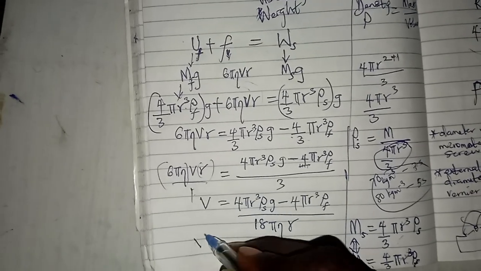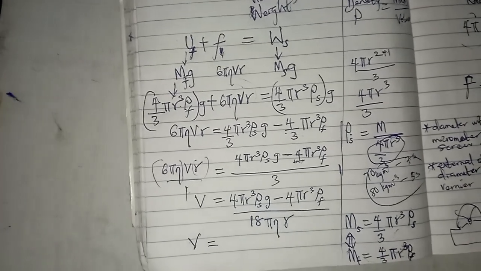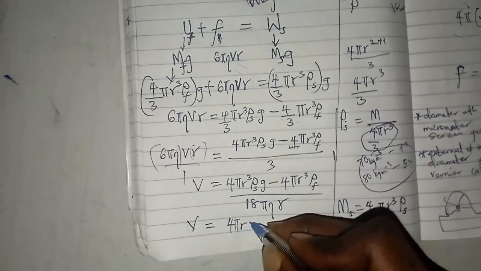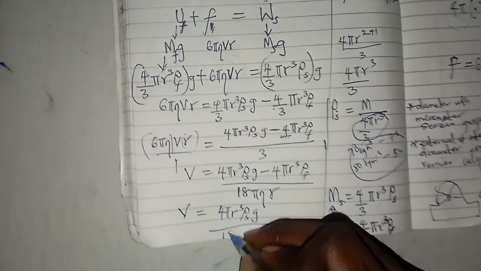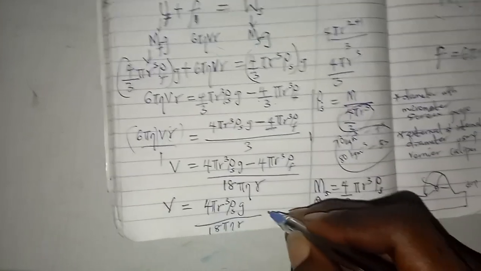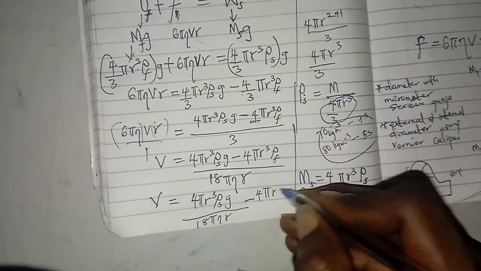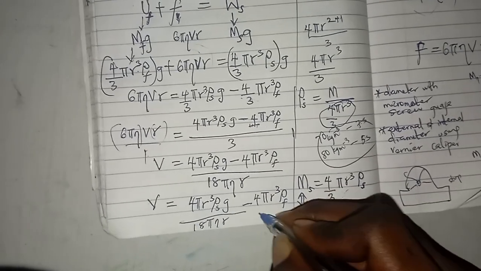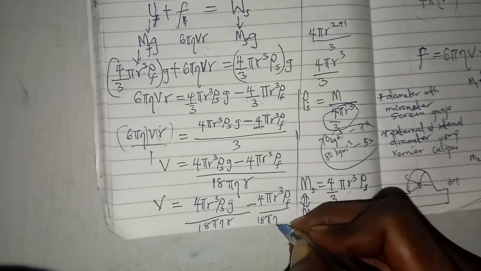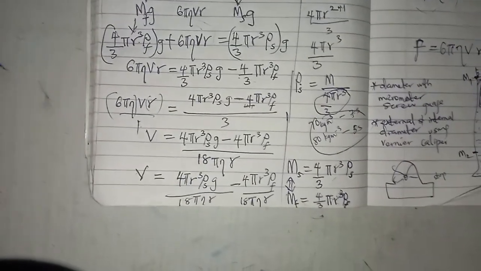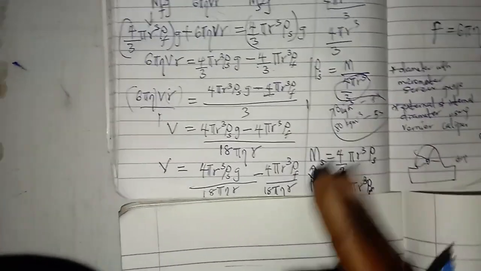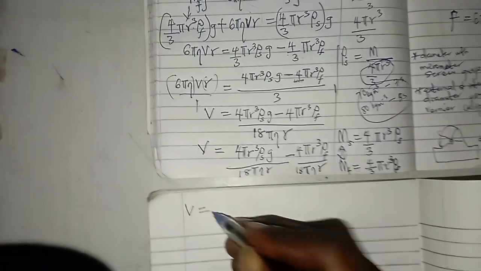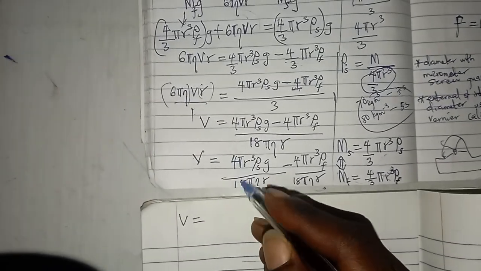So this is now the same thing as saying V equals 4 pi r cube rho S G all over 18 pi eta r minus 4 pi r cube rho F all over 18 pi eta r. So if that be the case, I continue this here, so that I now have V equals 4 here.